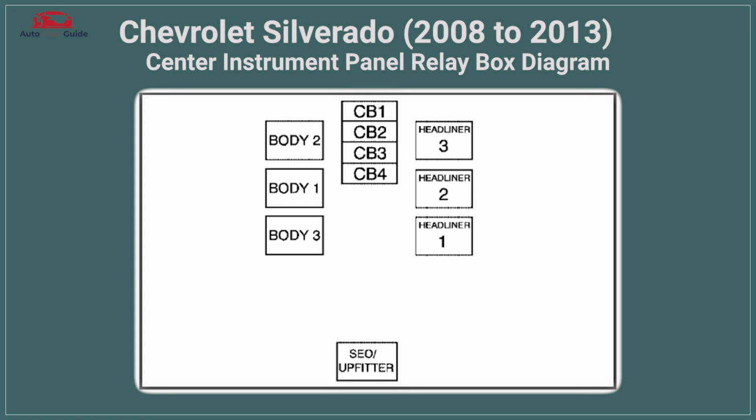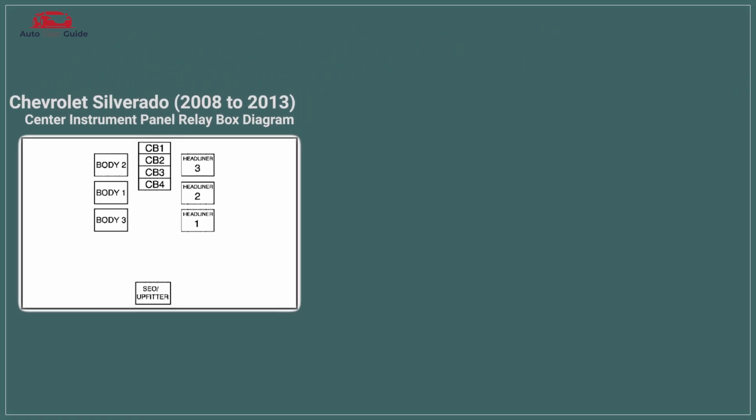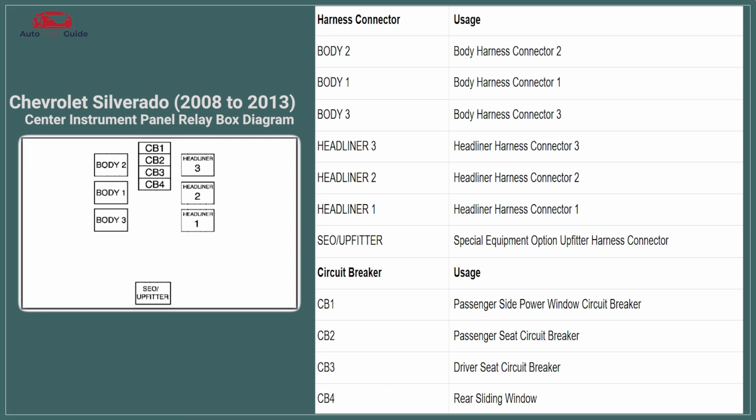The center instrument panel relay box in a 2008 to 2013 Chevrolet Silverado controls relays for systems such as interior lights, rear defogger, and other cabin-related electrical functions.